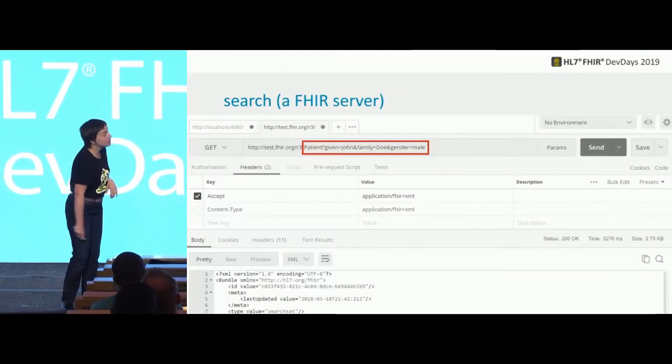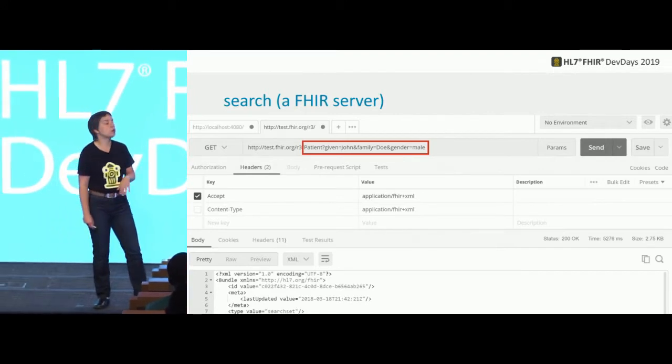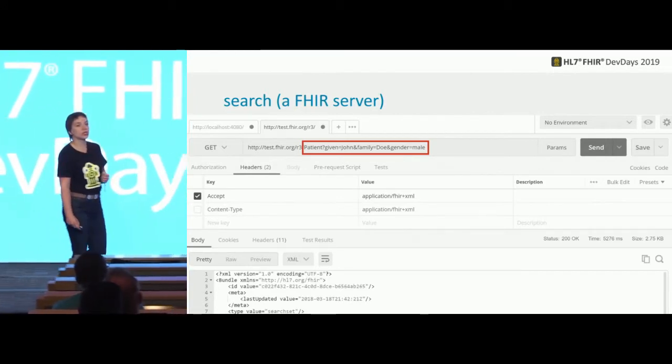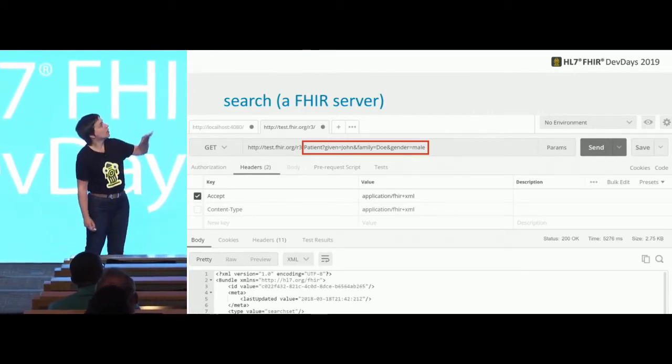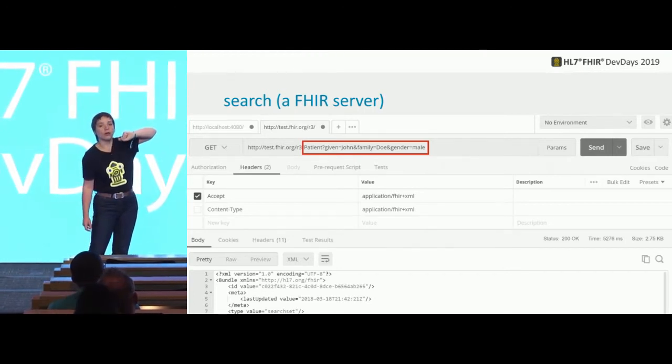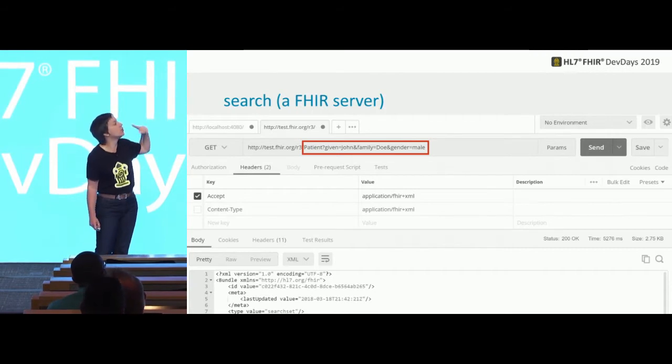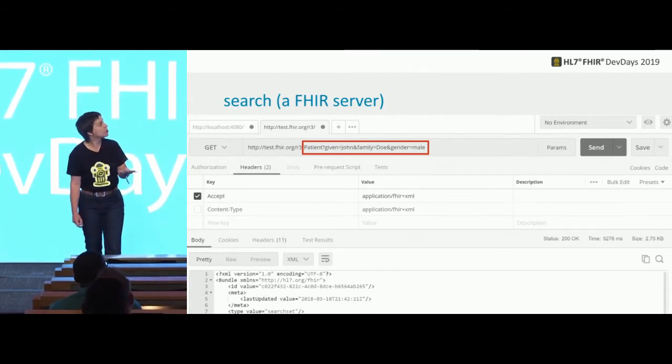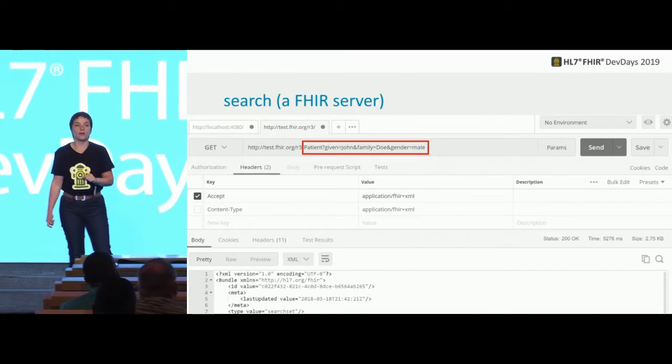And that's pretty much the same thing that's happening when you are querying for patient information on a FHIR server. Your keys will be encoded into the URL, will be sent to the server, and the server will return a list of patients that match your criteria.